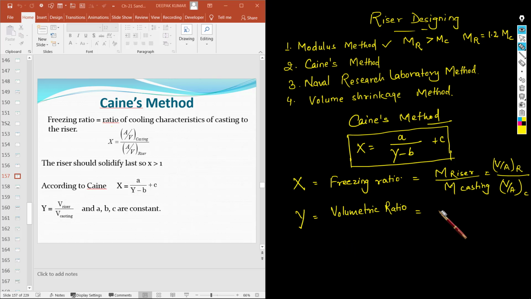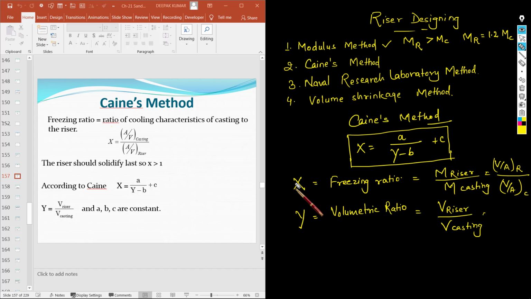Volumetric ratio is V of riser divided by V of casting. Okay, so the riser will always be on the top in the numerator. So in x and in y, the riser will be in the numerator. So remember this, always use riser at the top and casting at the bottom. Clear? And we know that the modulus of riser is greater than the modulus of casting. That means x will always be greater than 1.